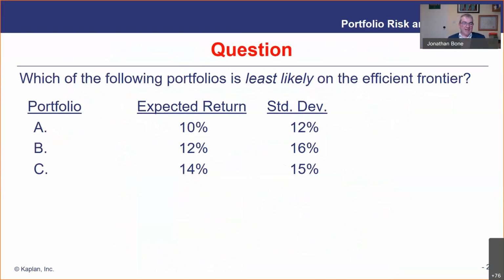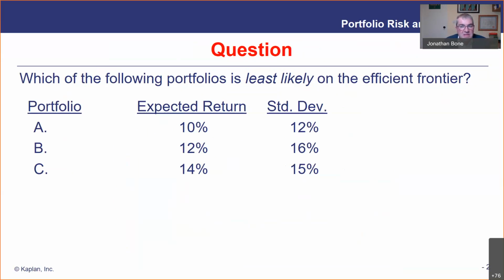Now, therefore, again, I'll give you a minute or so on this particular question. Have a look at that question and see if you can tell me which of those portfolios is least likely to be on the efficient frontier. Okay, I see a few of you punching in some answers.